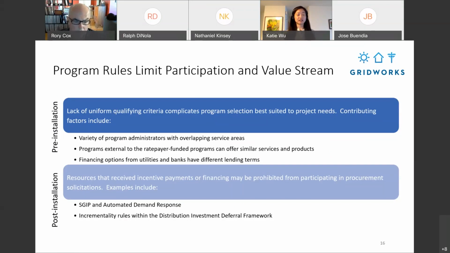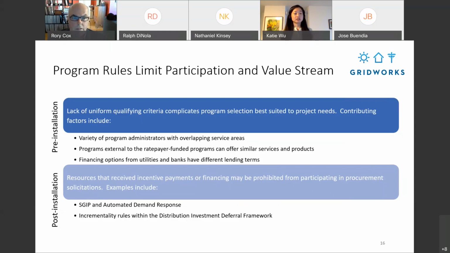And given the variety of program administrators with overlapping service areas, programs that can offer similar services and products but are not ratepayer funded programs, and a variety of financing options from utilities and banks with different lending terms, it can just be difficult to know what's the right fit for the project that you're seeking to implement.